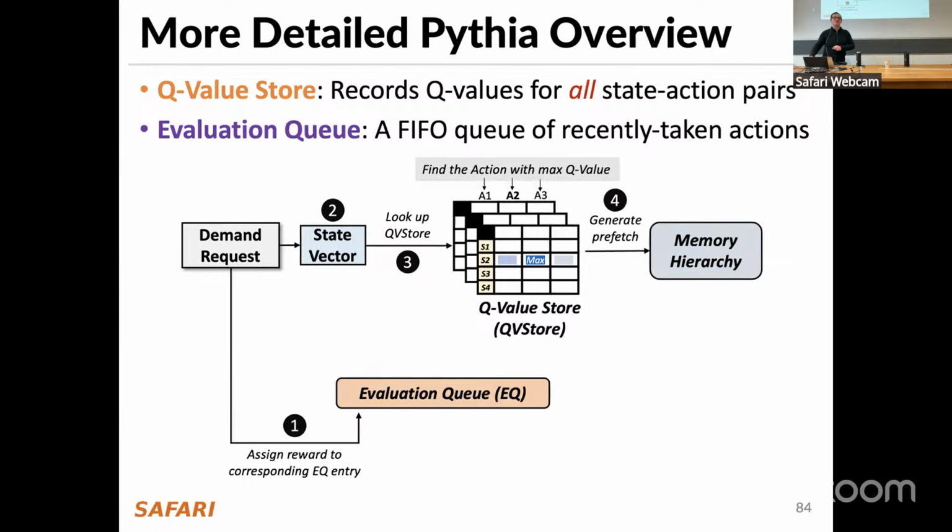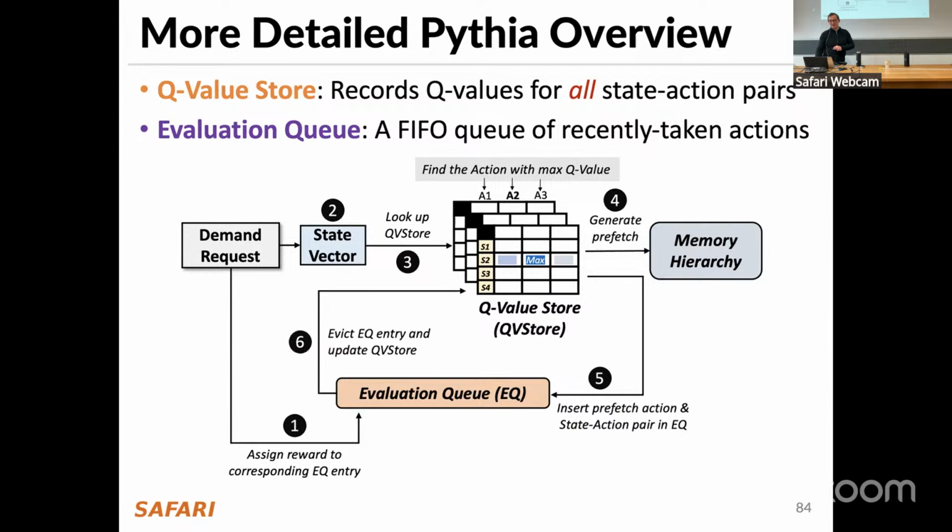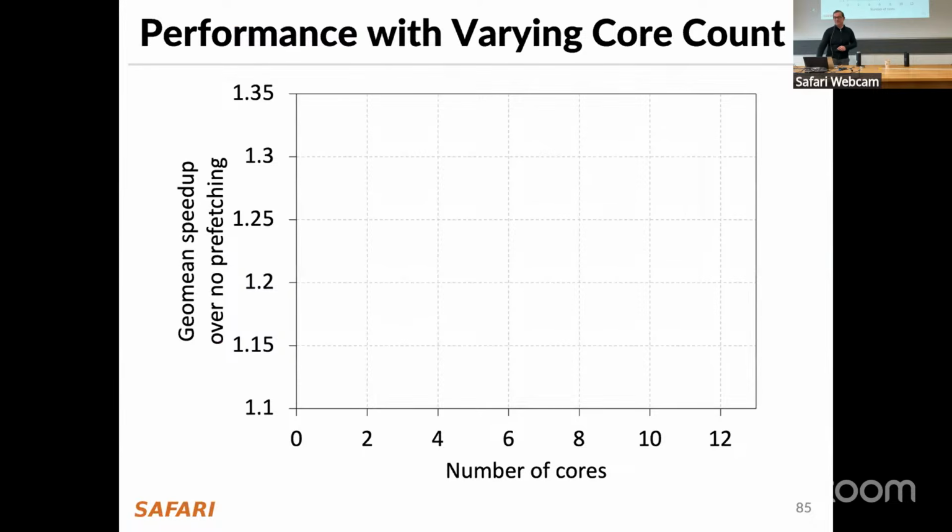And you generate a prefetch based on that offset, essentially A plus O, if you remember. And then you insert the prefetch action and state action pair in the evaluation queue. And when the evaluation queue entry is evicted, you update the Q value store by examining whether that prefetch was used, right? Okay. And when a prefetch fill comes, you set the fill bit. Okay, I went through this relatively quickly, but hopefully the ideas are there. There's more detailed implementation in some other slides in the paper. Make sense?